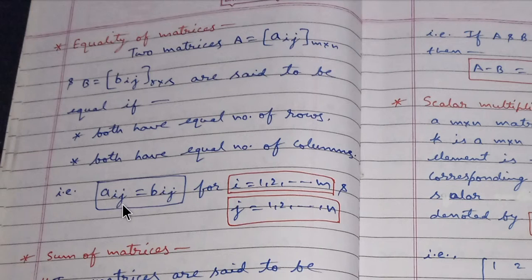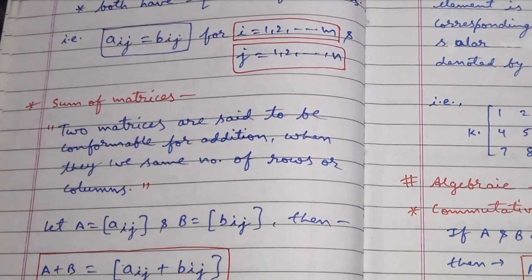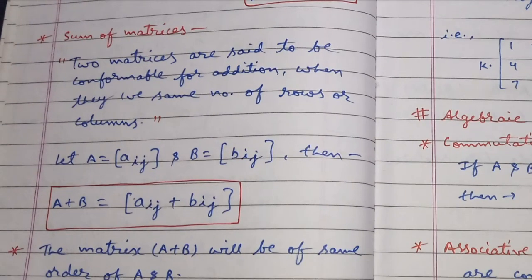Now move to the next point. Here is the sum of matrices, that means the addition of two matrices. It says that two matrices are said to be conformable for addition when they have the same number of rows and columns. This means that we cannot add just any two matrices, because matrices are not like real numbers or numerals that we can add simply. If we have to add two matrices, they should be conformable for addition.